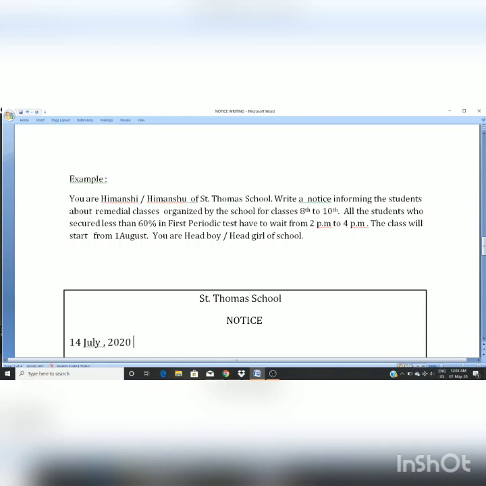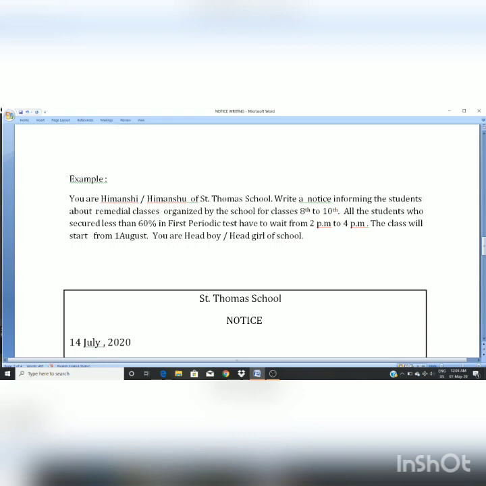to 4 p.m. The class will start from 1st August. You are head boy, head girl of school. So students, as you can see, most of the details are already given in the question itself. First information, that your name is Himanshi or Himanshu. Second thing, what is the name of your school? St. Thomas School. Third thing, why are you writing? What is the purpose of your writing a notice? To tell the students about remedial classes.